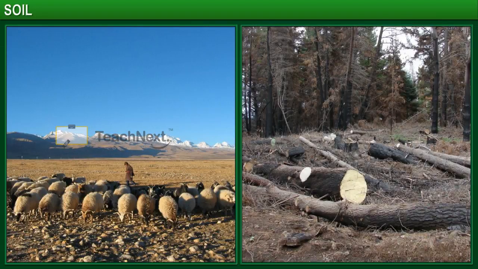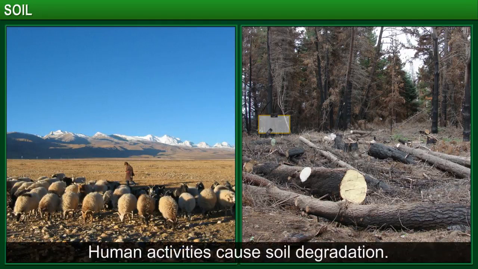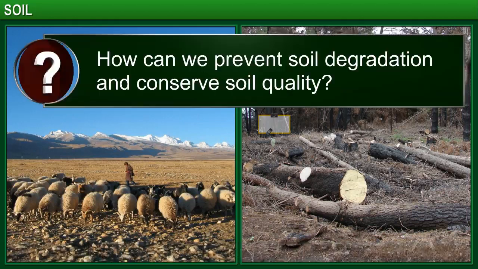In Iran, trees were cut down for timber and fuel, and were not replaced. This has led to widespread degradation of soil. How can we prevent soil degradation and conserve soil quality?